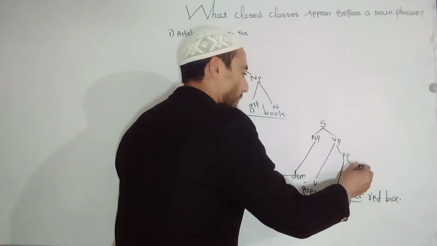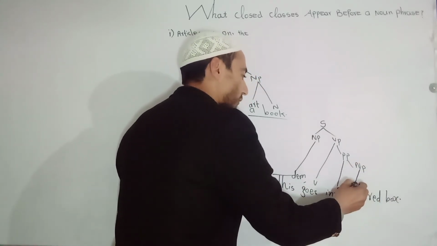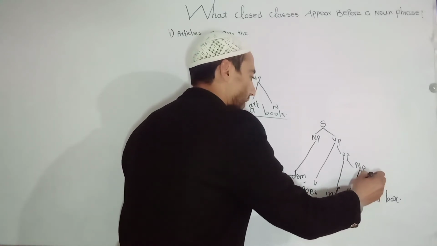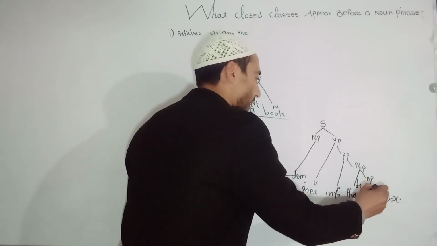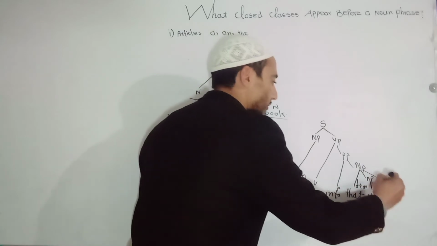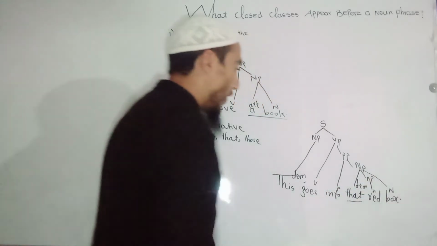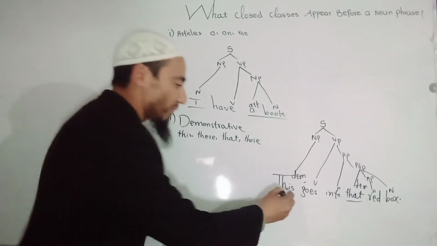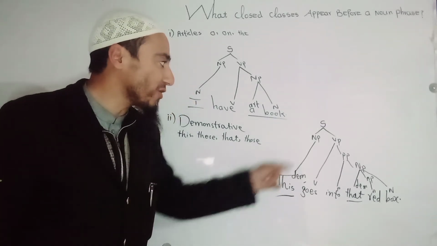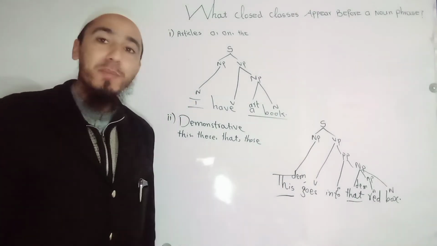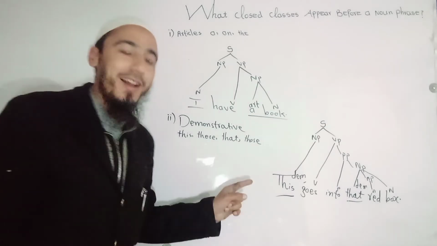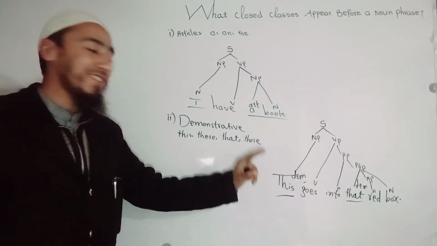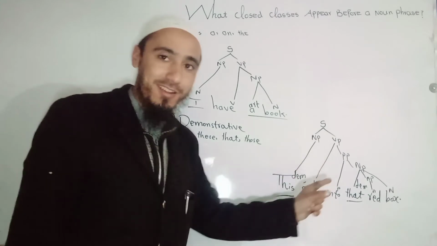So inside NP we have that, which is a demonstrative, and red, that is AP, meaning adjective phrase, and box, that is what? It is a noun. Now come to the basic question. Here you see this. I have written demonstrative, but here it is the string NP. Remember that there is a lot of difference between demonstrative and article.